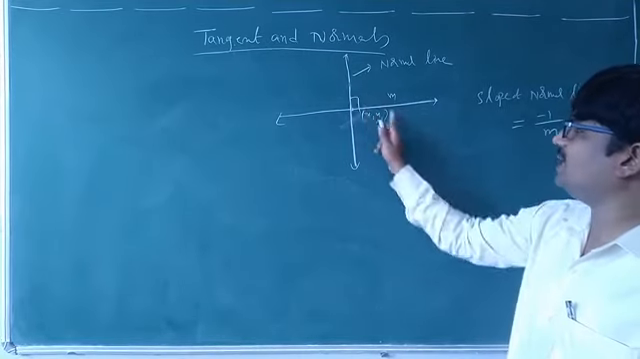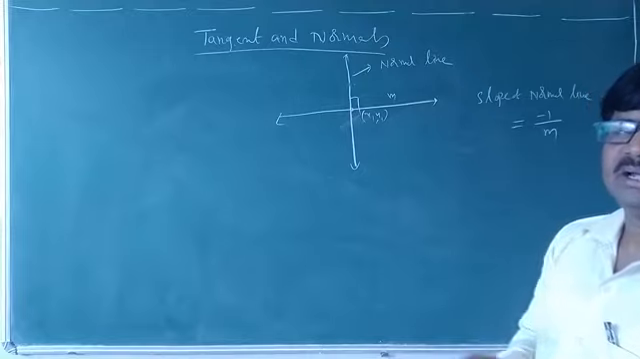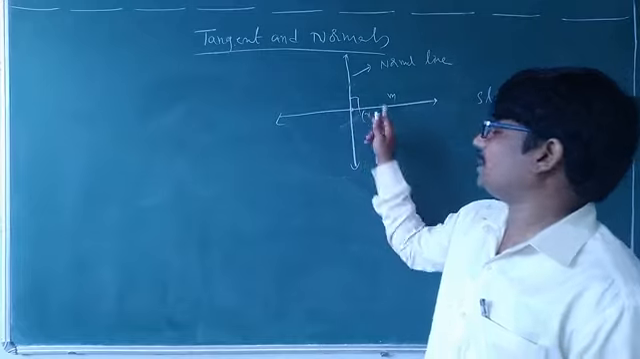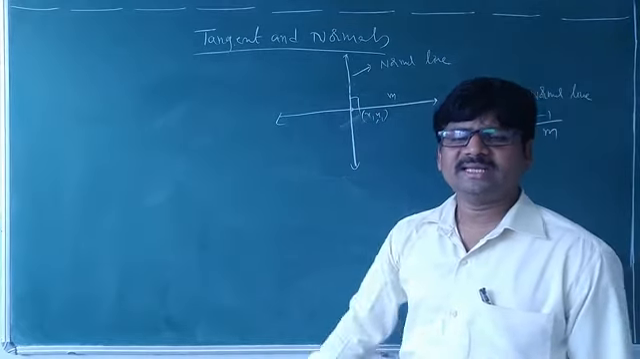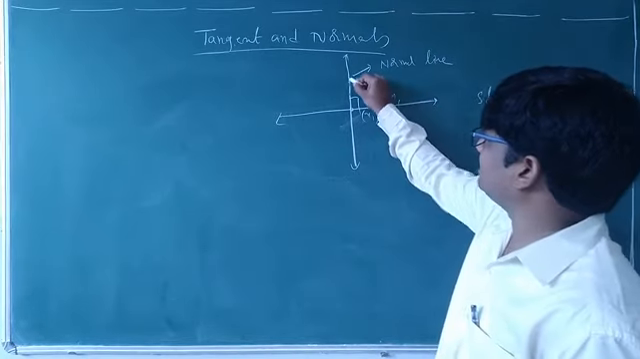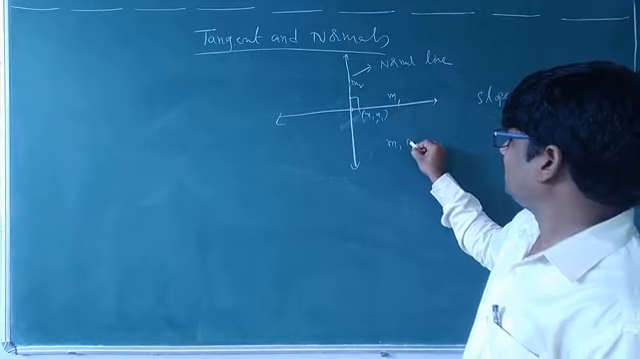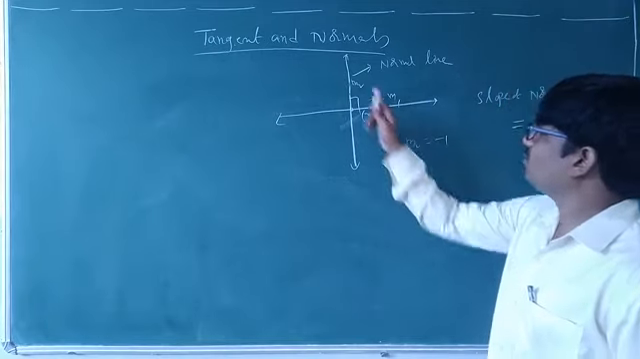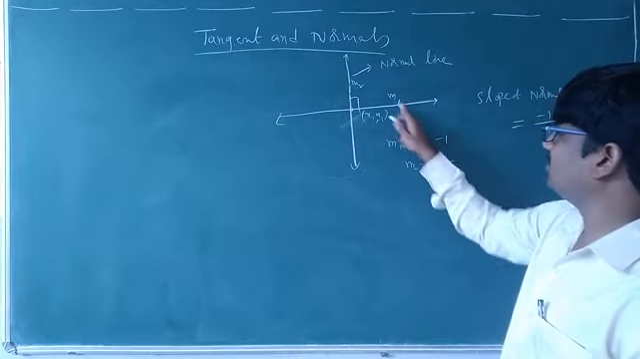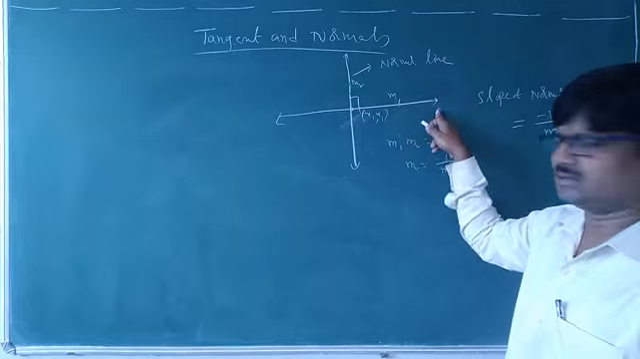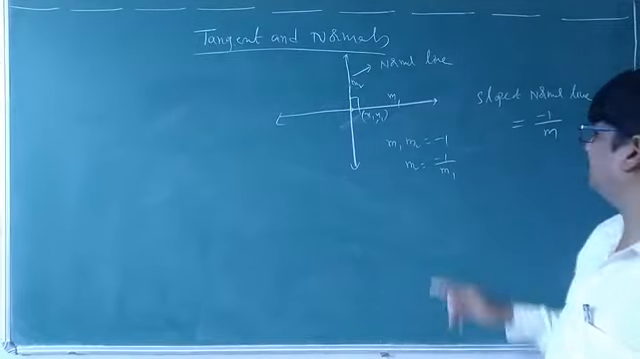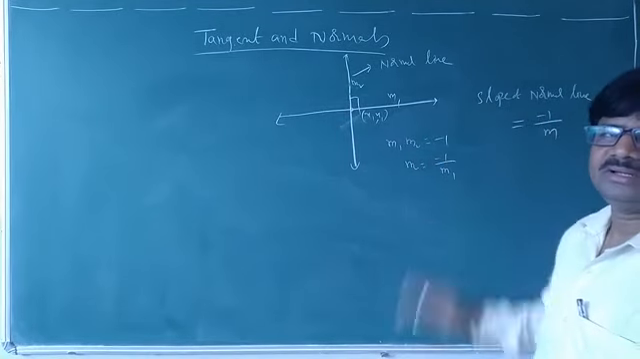Why? Because if two lines are perpendicular, the product of their slopes is equal to minus 1. Suppose the slopes are m1 and m2. Then m1 into m2 is equal to minus 1. Here we have to find m2, so m2 is equal to minus 1 by m1. m1 is the slope of the straight line. So to find the slope of the normal line, simply take minus 1 by the slope of the straight line.